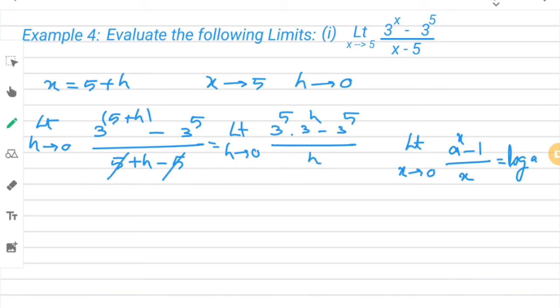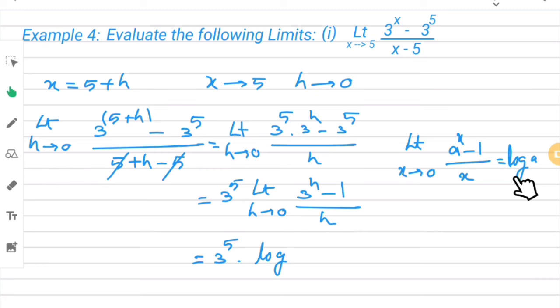divided by h. And now I am going to take 3 power 5 as common, right? And that is the constant, so I am going to bring it to the front. So 3 power 5 limit h tends to 0 of 3 power h minus 1 divided by h. And now it is ready to apply the result. So we will get 3 power 5 into log, instead of a I am having 3. So 3 power 5 log 3 is your answer.